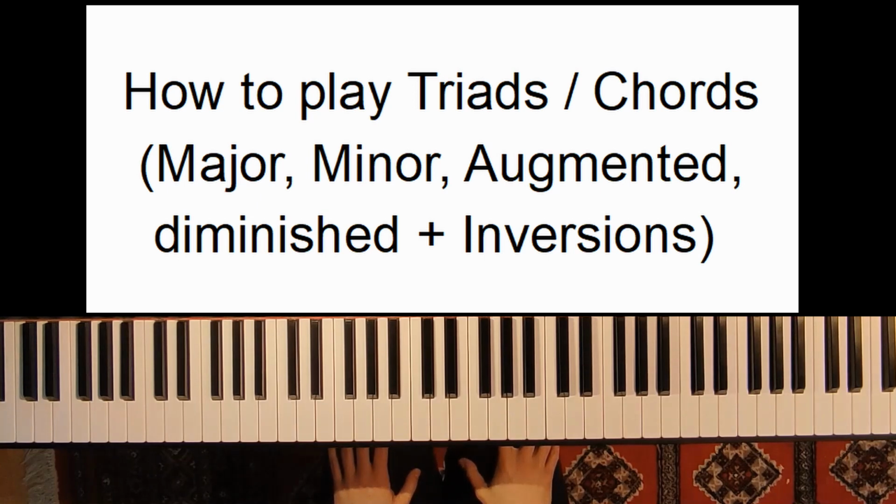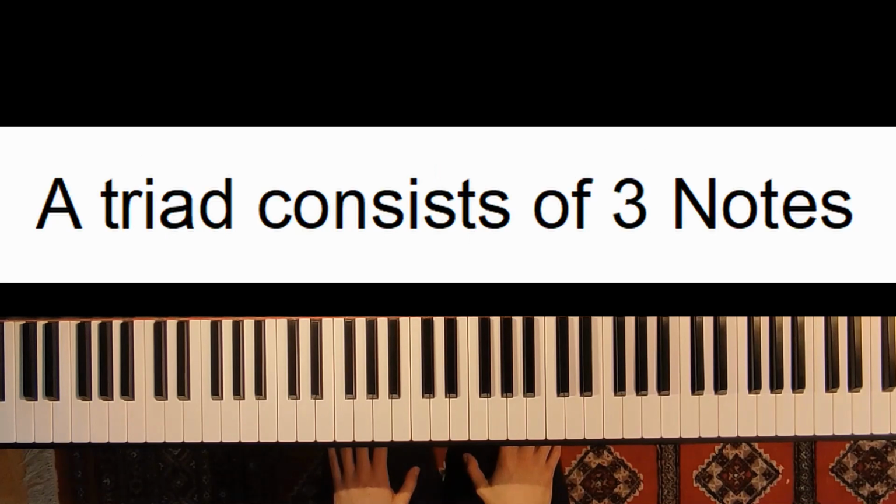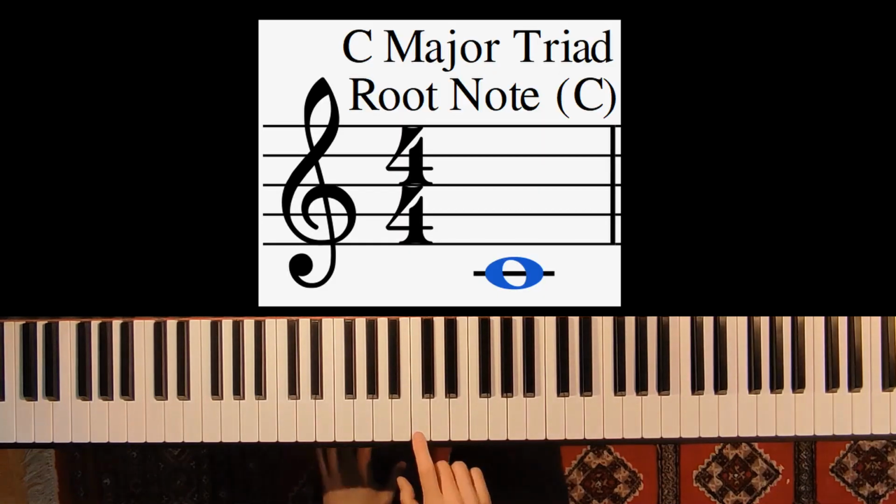Welcome! In this video we will learn the basics about triads. So first, a triad consists of 3 notes that are placed on top of each other. The most common example of a triad is a major triad. So let's look at an example.